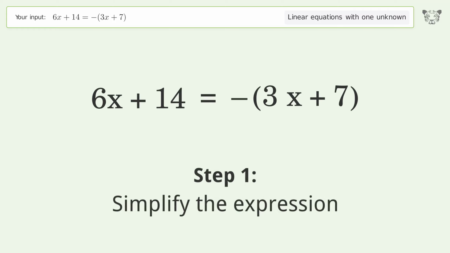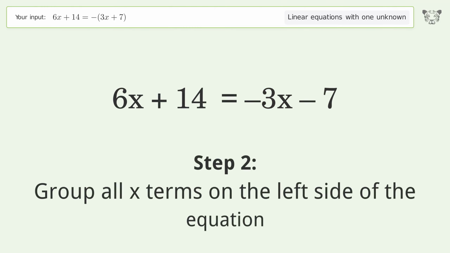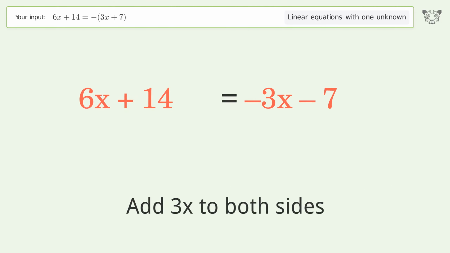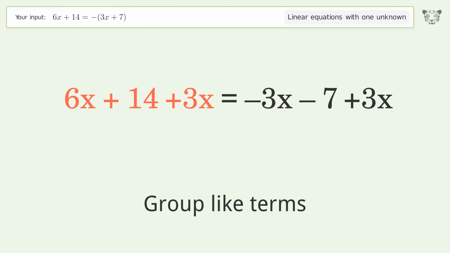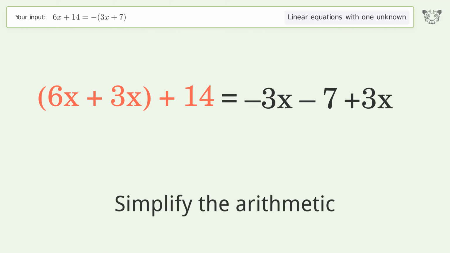Simplify the expression. Expand the parentheses. Group all x terms on the left side of the equation. Add 3x to both sides. Group like terms. Simplify the arithmetic.